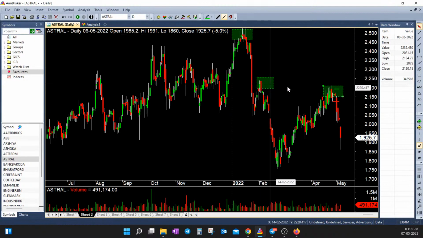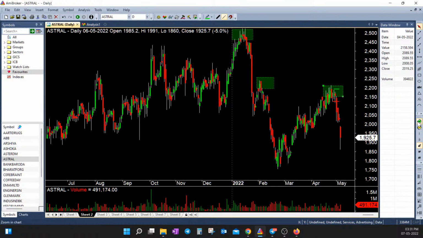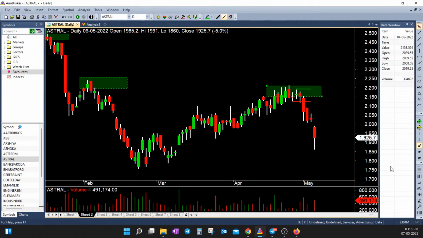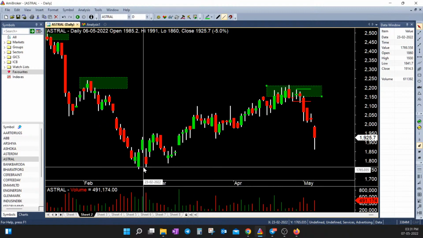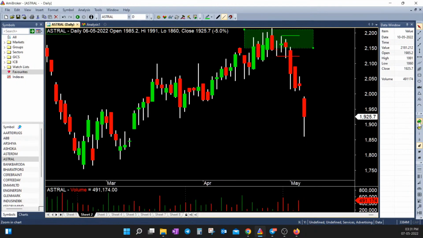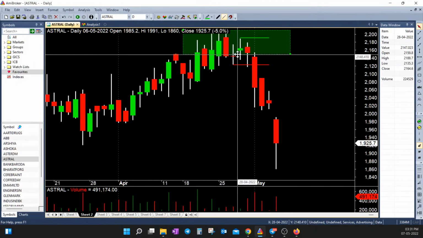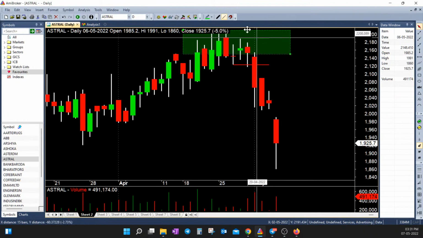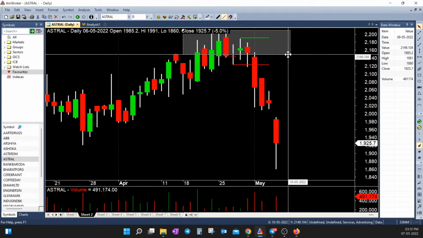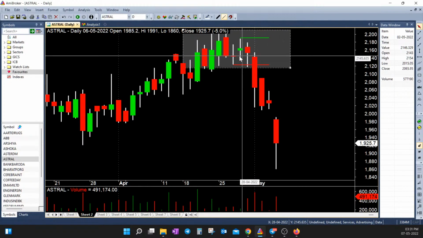High, lower high, lower high. Okay, if you see already the Astral from March, that is 1760 to 2200 it has reached. Okay, and now it has been formed. Let me change the color one. Yeah, it has formed double doji here at the resistance level.